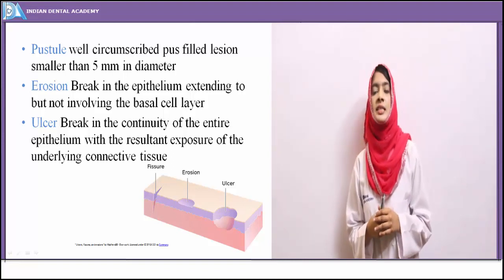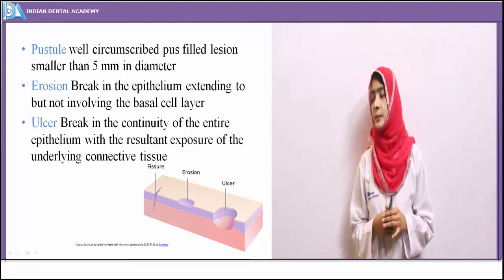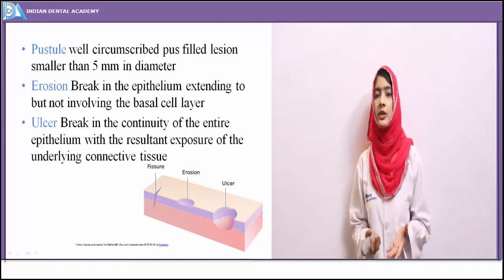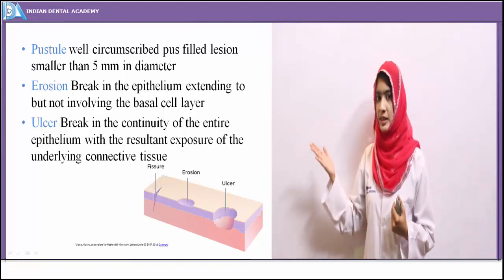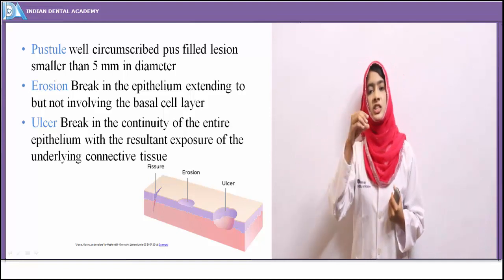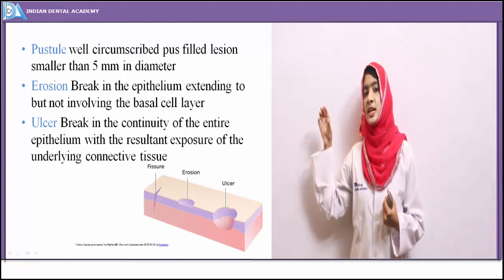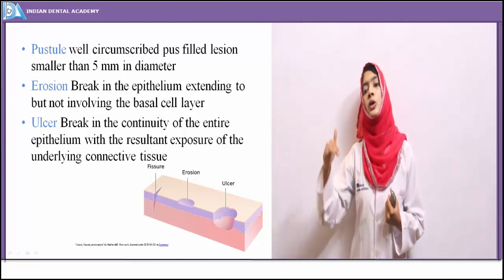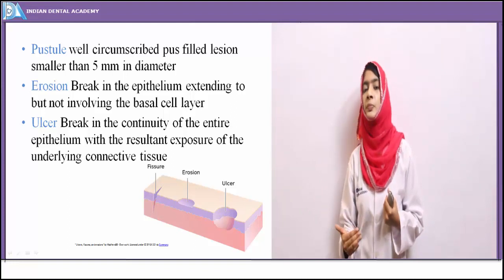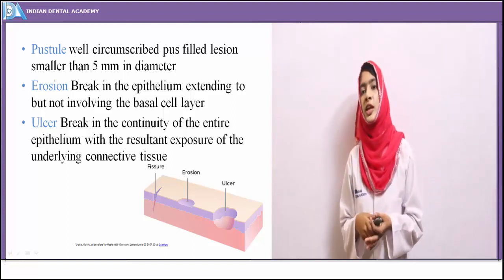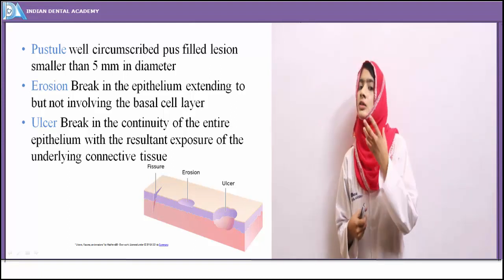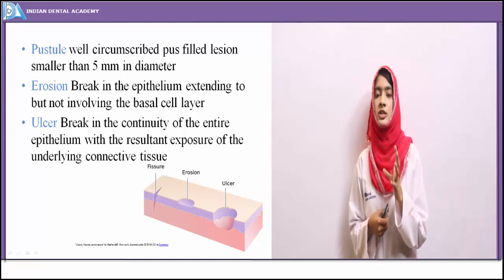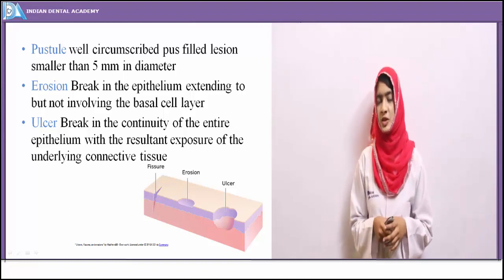Whereas in ulcer, there is a break in continuity of epithelium with resultant exposure of the connective tissue. So if you can see the diagrammatic representation there, erosion is just restricted to the superficial layer of epithelium, whereas in ulcer, the break in the continuity of epithelium involves the whole of the epithelium, so that the connective tissue is exposed to the environment. We see this in recurrent aphthous ulcer, where the connective tissue is exposed to the oral cavity. It shows the characteristic fibrinous exudate.